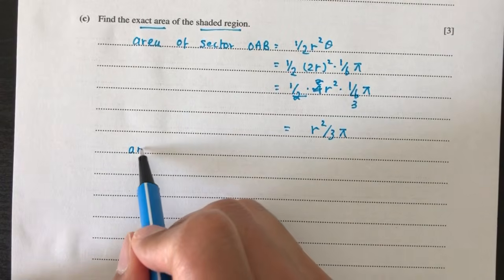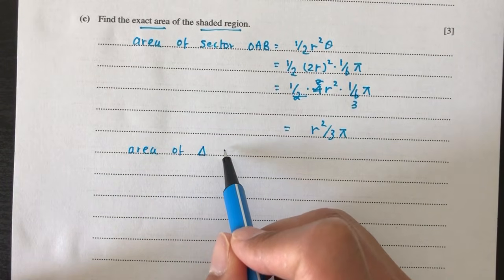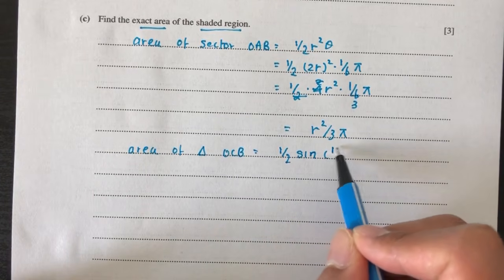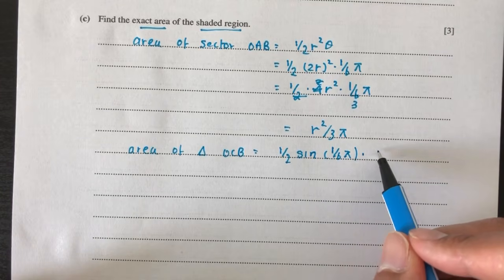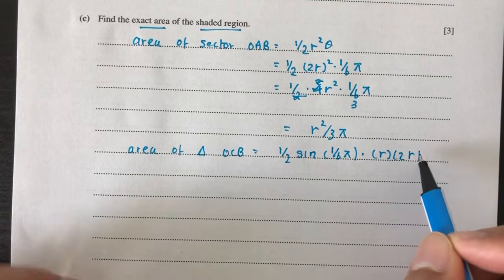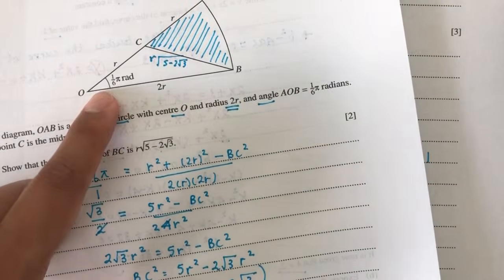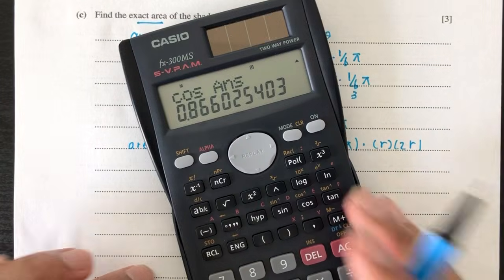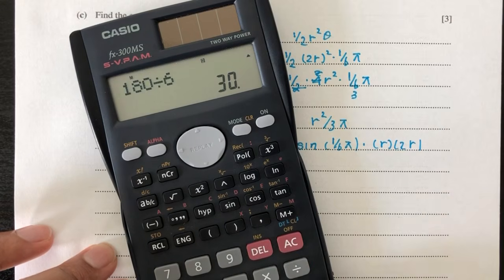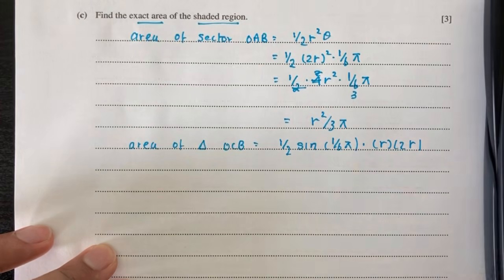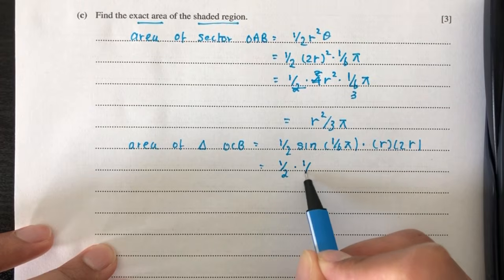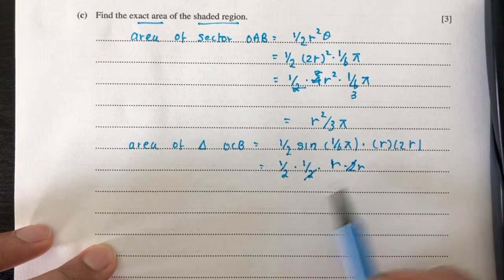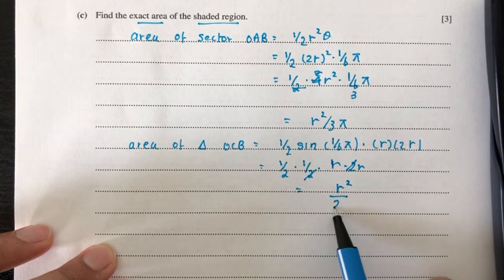Now what is the area of the triangle? Triangle OCB: half times sine of the angle, which is 1 over 6 pi, times r and 2r. As you can see on the diagram, half of the angle times r and 2r. Now if you simplify, pi is 180 divided by 6. Sine of 30 will be 0.5. That will be 1 over 2 times 1 over 2 times r times 2r. These two cancel out, and you'll have r squared over 2.